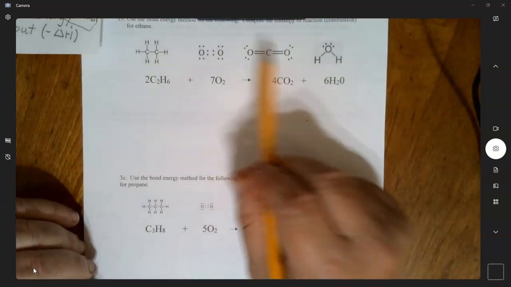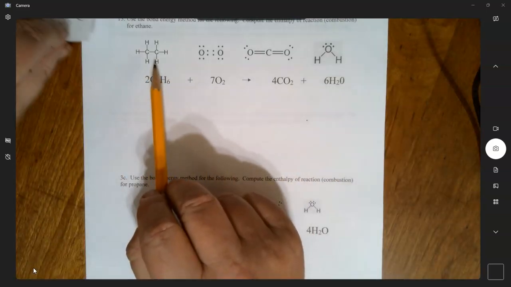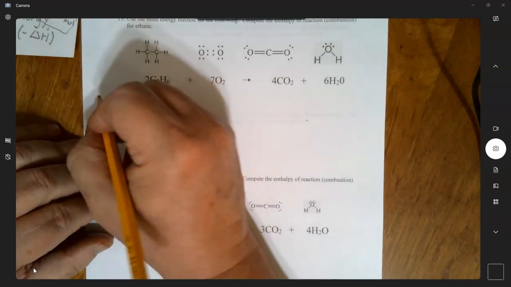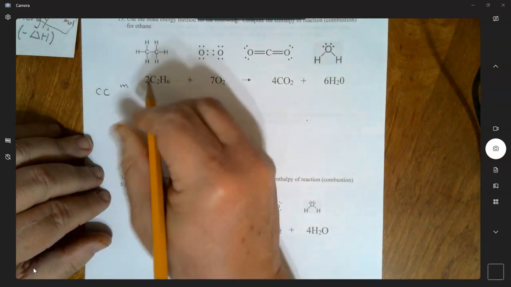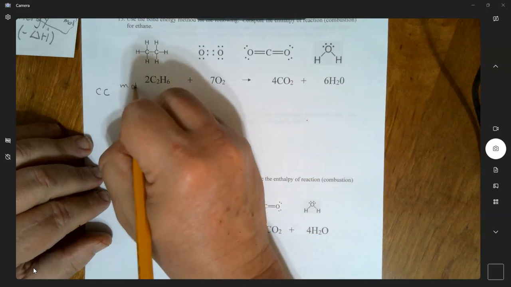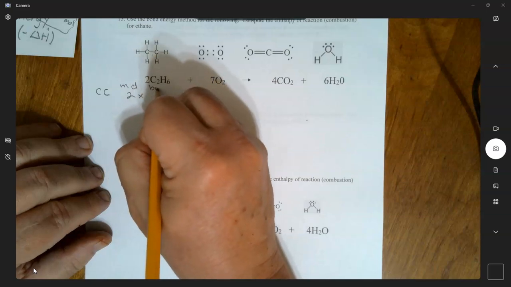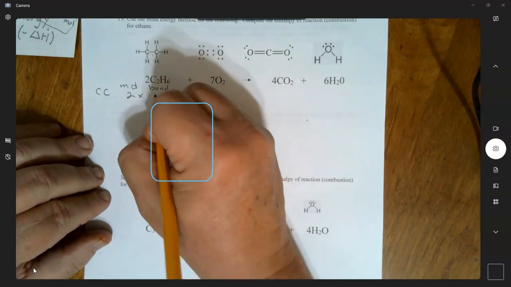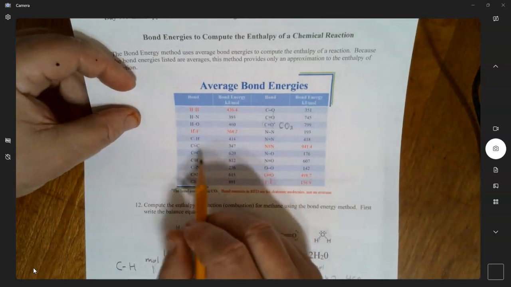All right, now we're going to come to this one. You already have the Lewis dot structures for that. So we have 2 types of bonds here: carbon-carbon, and carbon-hydrogen. So let's start with the carbon-carbon. And in this you have 2 molecules of C2H6 times the number of bonds of carbon-carbon. That's 1. You have 1 carbon-carbon single bond. And now we have to come to our sheet here. And carbon-carbon single bond is 347.